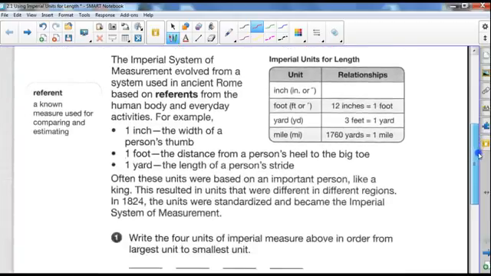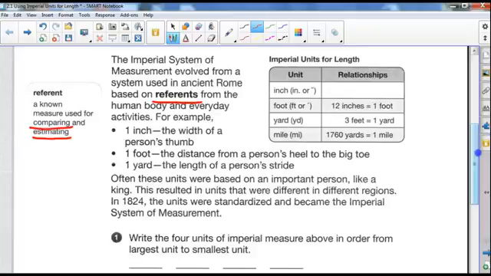Now let's talk about the imperial system of measurement. It's a measurement that evolved from a system used in ancient Rome based on referents. Okay, a referent is just a known measure used for comparing and estimating. So body parts were the best reference for figuring out measurements. For example, 1 inch was usually the measurement of the width of a person's thumb.